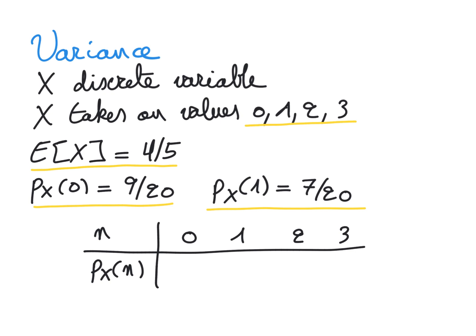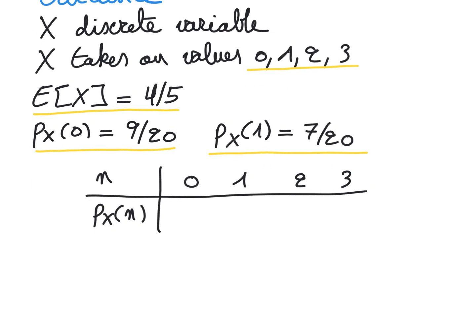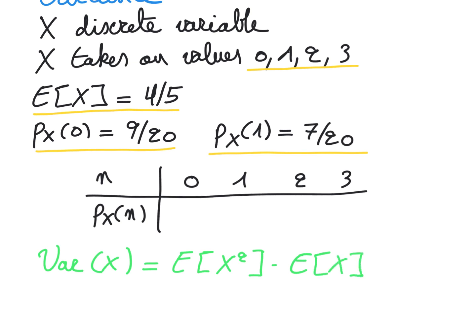Of course, this p_X is the probability mass function of x. So it's the probability, for example, that x is equal to 0. Okay, the question that we want to solve is, what is the variance of x? Now, you probably recall that the variance can be computed with the following formula. The variance of x equals the expectation of x squared minus the expectation of x, squared.